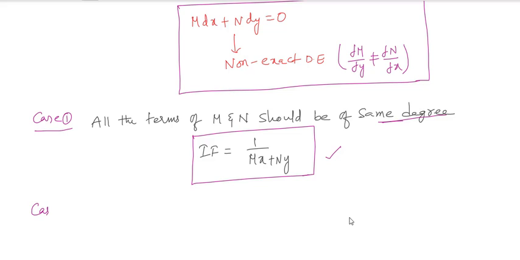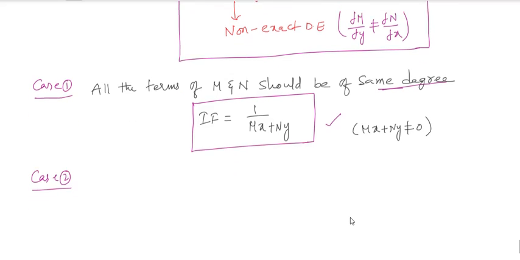Similarly, there are different cases that we will study. Here, provided that Mx plus Ny should not be equivalent to 0. If it is 0, there is no meaning to it. So that is the reason why.